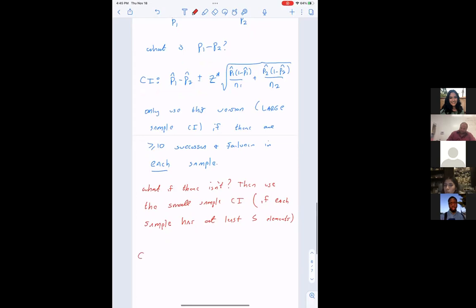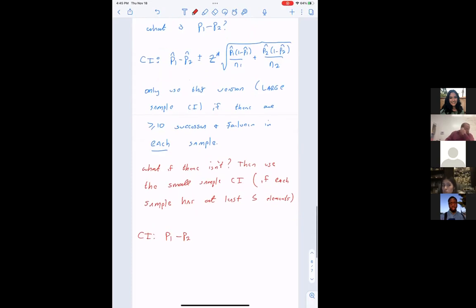And what is the small sample confidence interval? Do you guys recall what it was for one sample? We didn't use P1 hat and P2 hat anymore. What did we use instead? P twiddle. Yeah, P1 twiddle minus P2 twiddle plus or minus Z star square root of P1 twiddle times 1 minus P1 twiddle over N1 plus P2 twiddle times 1 minus P2 twiddle over N2. And what is P1 twiddle? Sorry, it's not N1 and N2. I always make that quick mistake. I just go too fast. What is P1 twiddle and P2 twiddle?